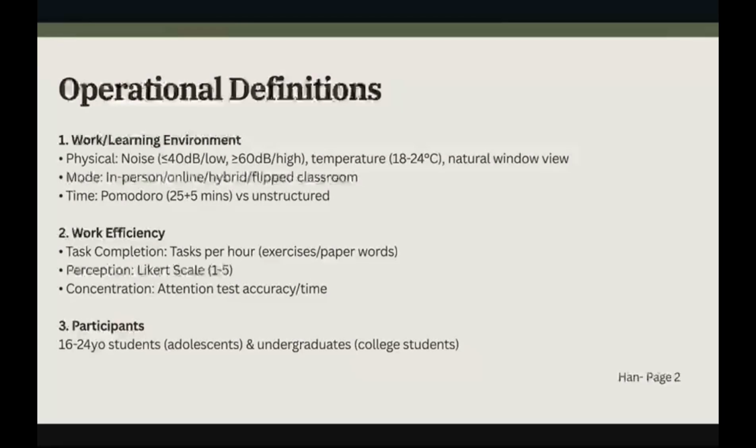So next, let's break down the key parts of the study. The first is the work and learning environment. We are looking at physical factors like the noise. We will call the low noise 40 decibels or less, and the high noise 60 decibels or more. The temperature will stay between 18 and 24 degrees, and we will note if there's natural window light.